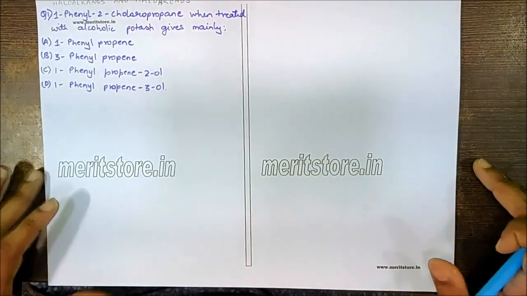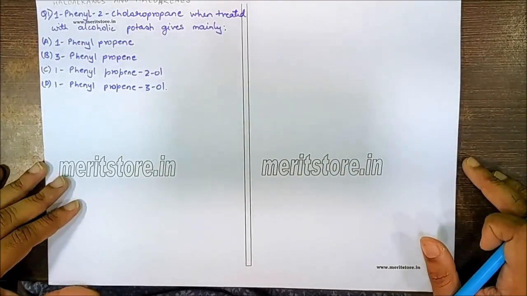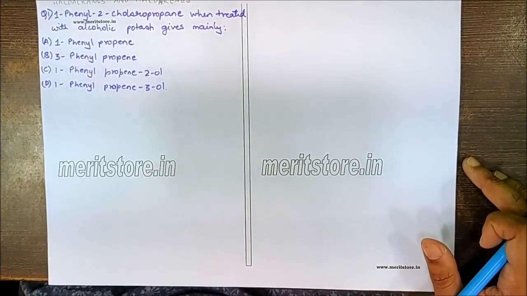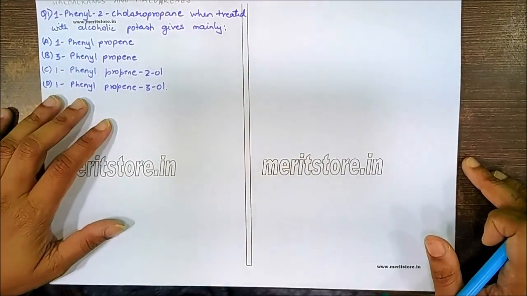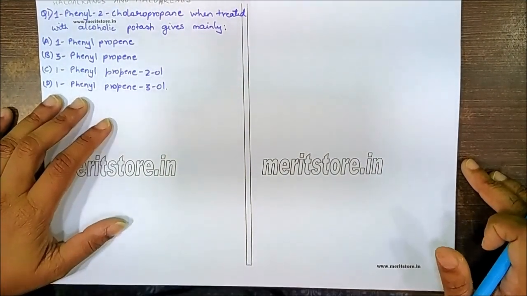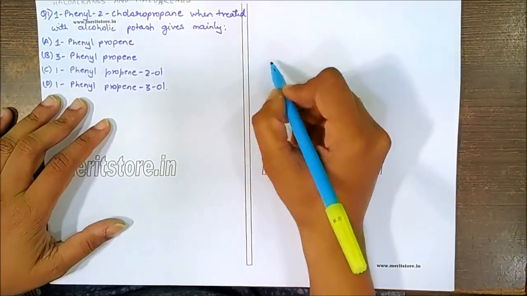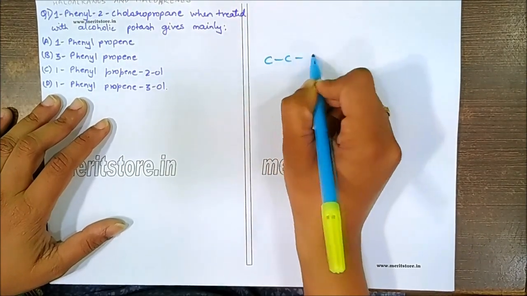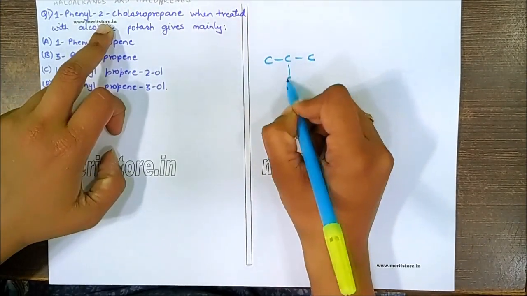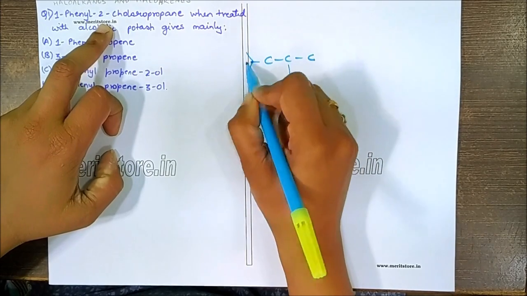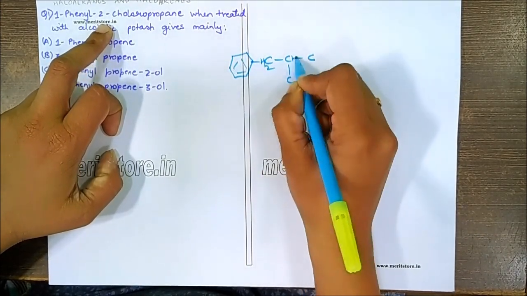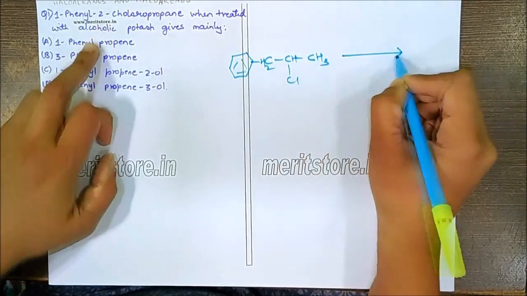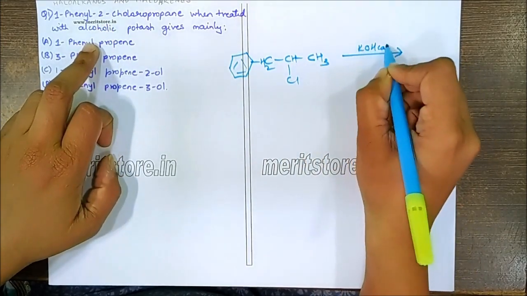Let us discuss some MCQs of halogen derivatives of alkanes and arenes and alcohol, phenol, ethers. Here the question number 1 is 1-phenyl-2-chloropropane when on treatment with alcoholic KOH. So if it is propane 1, 2, 3, it's 2-chloro and one phenyl group. So this is the structure. This is on treatment with KOH, but this is alcoholic.